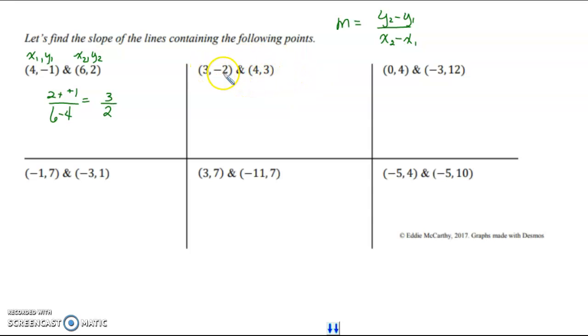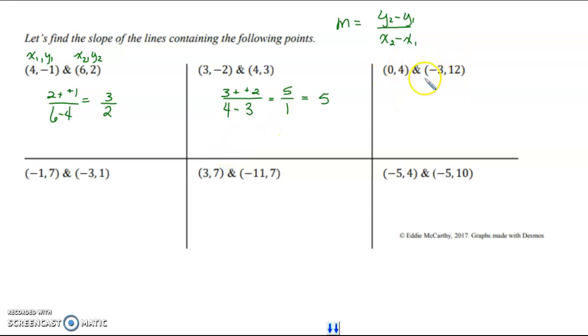We have 3, -2, and 4, 3. 3 minus -2 over 4 minus 3. Keep change. That's 5. 4 minus 3 is 1. Can you simplify 5 over 1? Yes, it becomes 5. So our slope is 5.